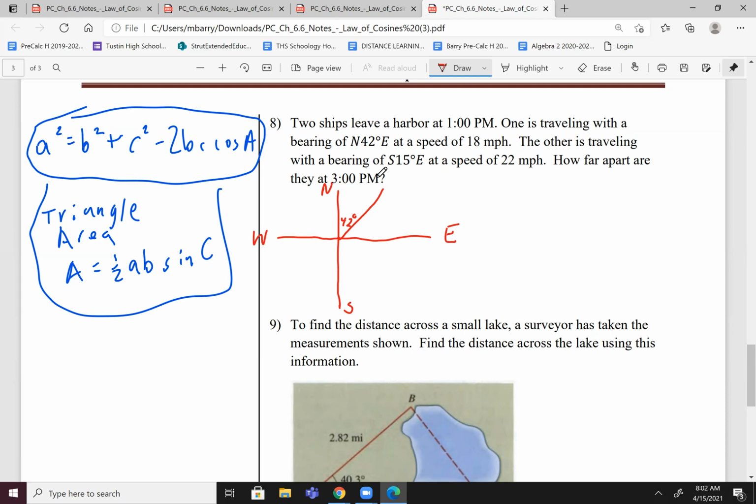So the other traveler is traveling with a bearing of south 15 degrees east. Let's see if you can draw now using that same technique that I just went over. Where would south 15 degrees east be? All right, so I'll go ahead and draw it then. I would draw it right here because we're starting south and then we're moving 15 degrees east, okay?